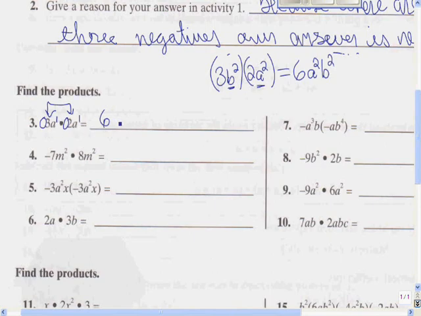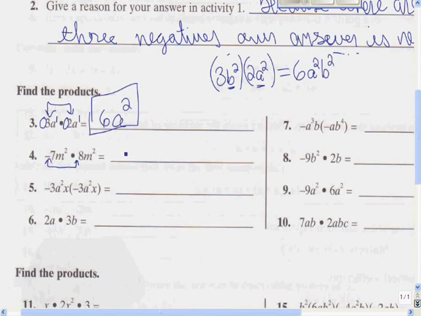So what's 1 plus 1? Hope you said 2. If you didn't say 2, we're in trouble. So 1 plus 1 is 2. Okay. And that's our answer, 6a squared.